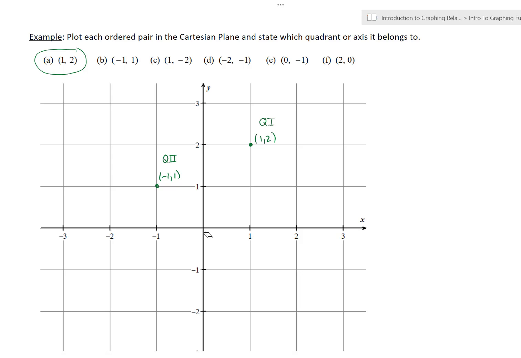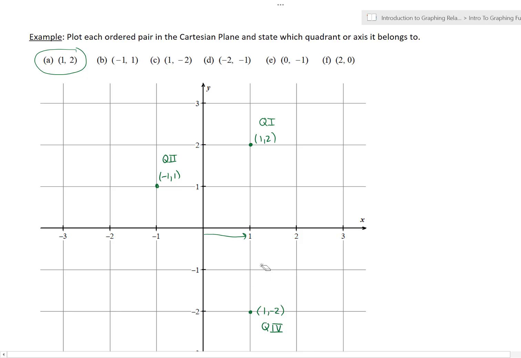Part C, (1, -2). That means move to the right, +1 unit. And now the output is -2, so we're going to move down 2 units to this point right there, which is the point (1, -2). Down at the bottom right, this is quadrant 4.